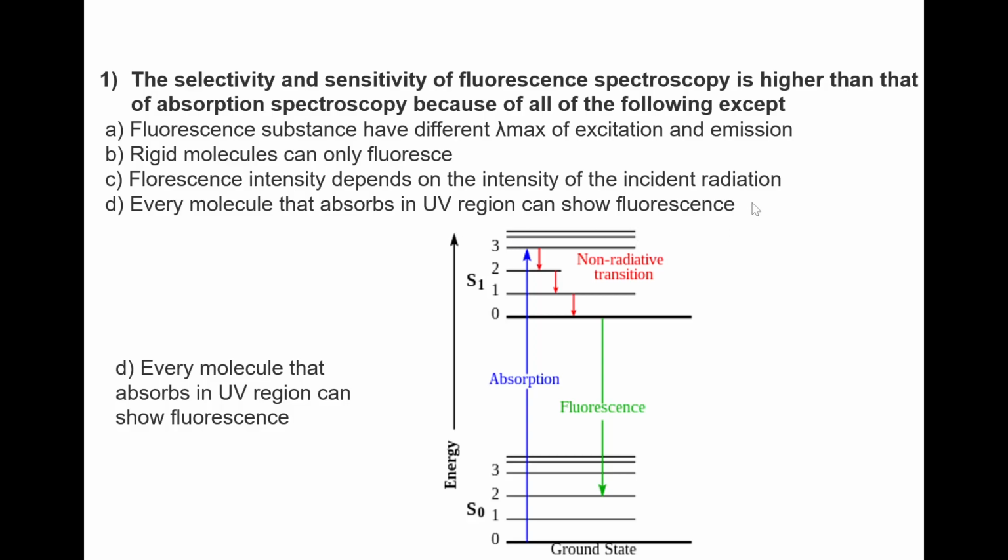This is wrong, because as I said, all molecules which have an absorption will not necessarily give you fluorescence. So this is asking for all of the following except, and the exception is the reason that every molecule that absorbs in the UV region can show fluorescence. So the answer to the first question is option D.